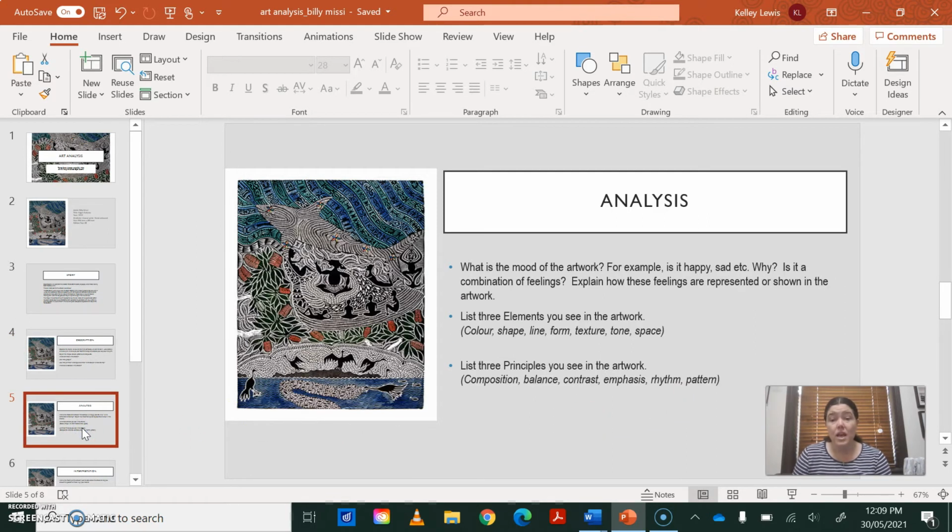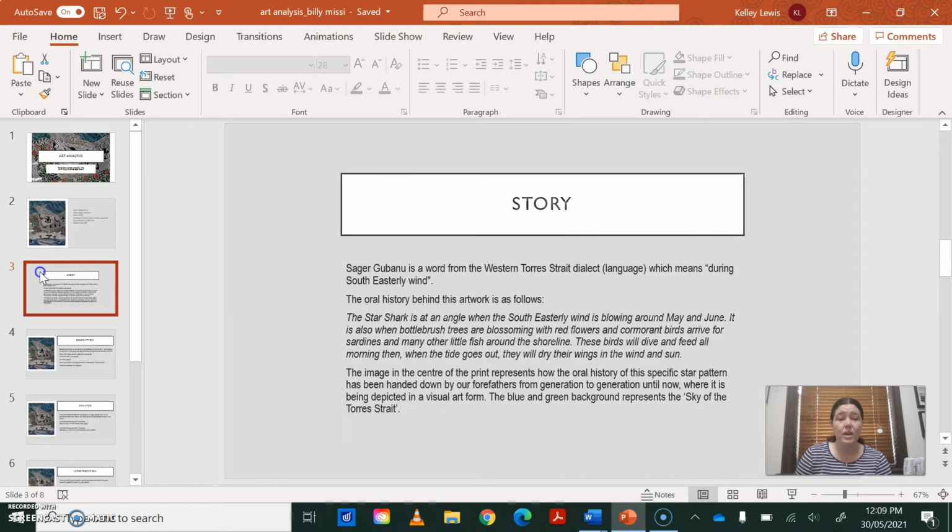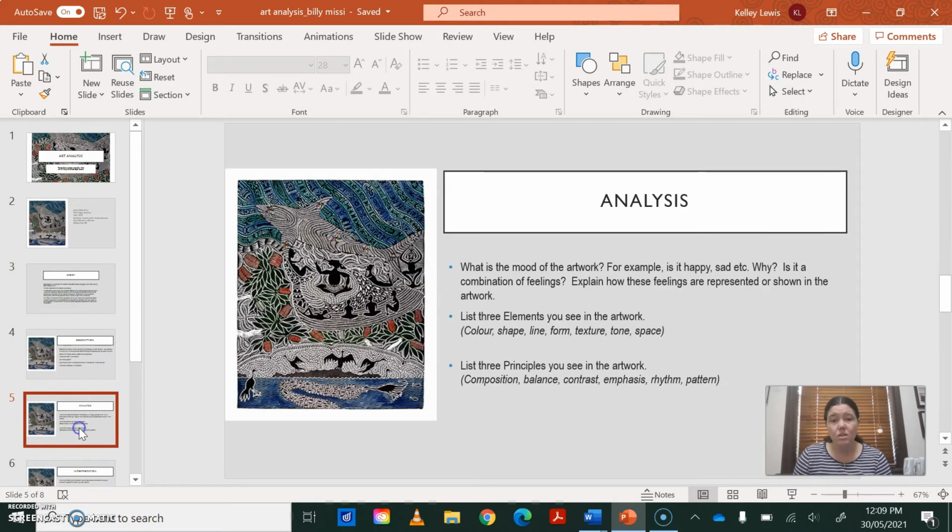The next stage is analysis. Now I want you to say your truth again. What's the mood of the artwork? Now the story that we've found doesn't give us the mood. It's what you think the mood is. So if you think it's a happy work, then describe that you think it's a happy work and why. Maybe you think that the figure in the middle is sitting down and all the people are listening and it's a happy story where they're passing down generational stories. Maybe you're looking at it and you're thinking it's sad. Maybe there's something going on.